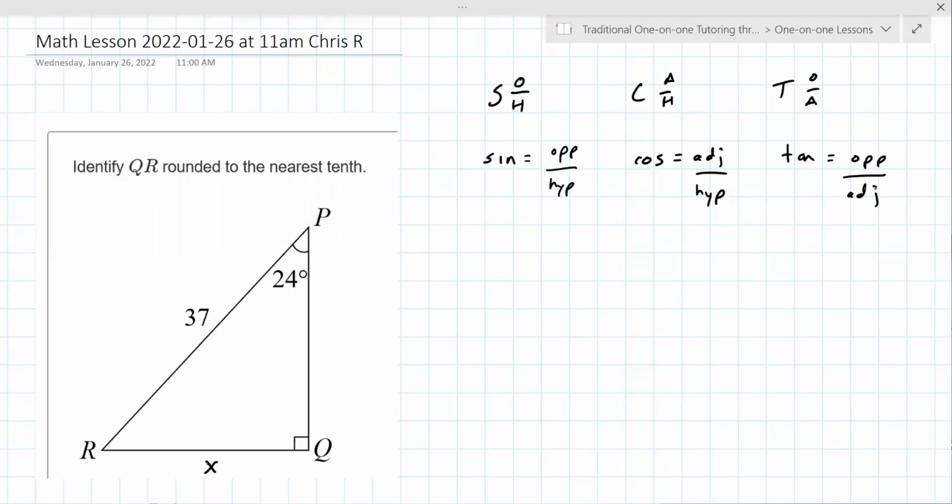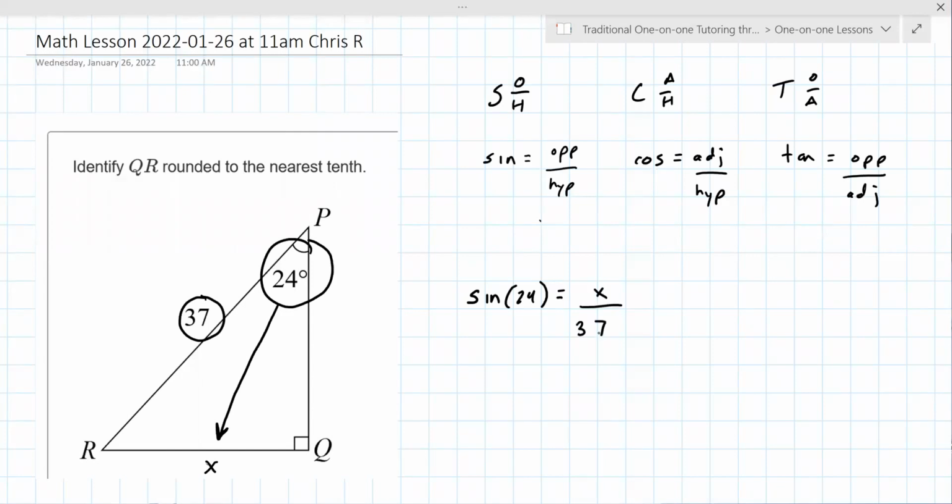Did you see this in your lesson? Yes. Okay, so here's the angle we're given. Relative to this angle, is X the opposite or the adjacent? X is the opposite, and 37 is the hypotenuse. Out of these three, which one uses the opposite and the hypotenuse? Sine. So you write sine of 24 degrees equals the opposite, X, over 37.